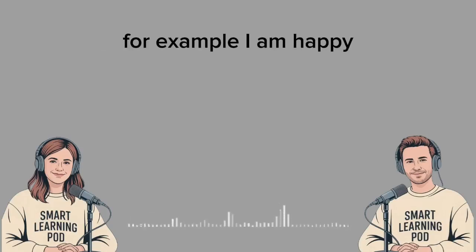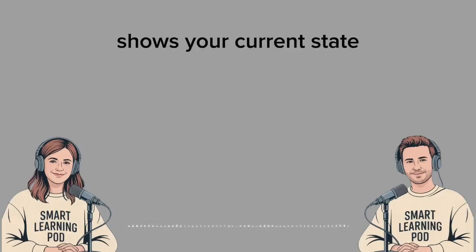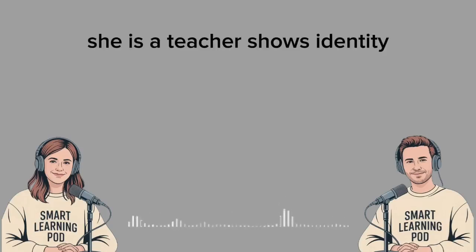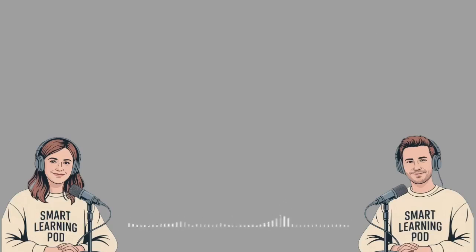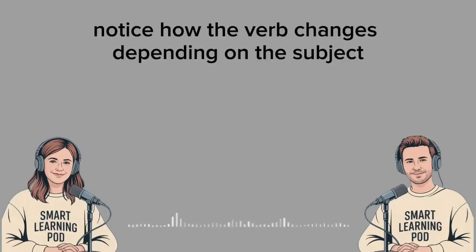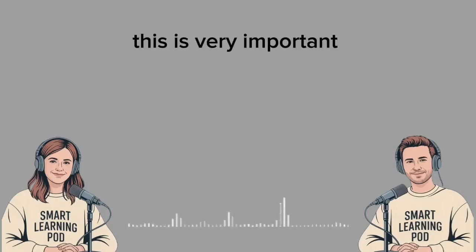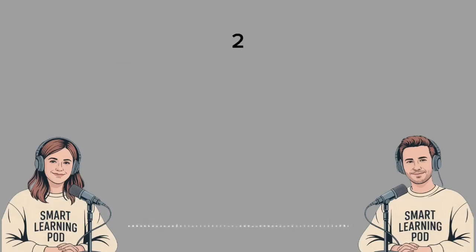For example, I am happy shows your current state. She is a teacher shows identity. They are at the park shows location. Notice how the verb changes depending on the subject. This is very important.